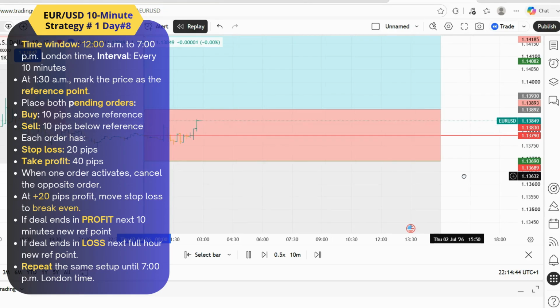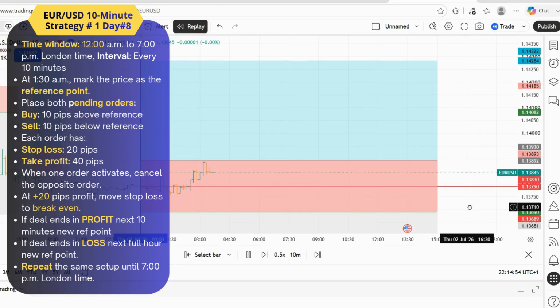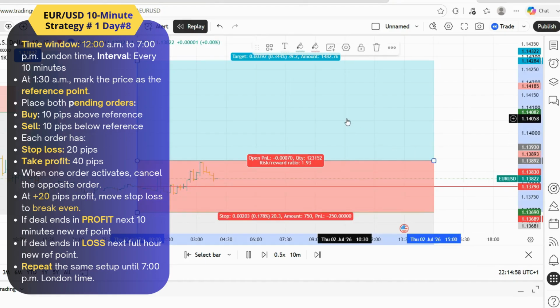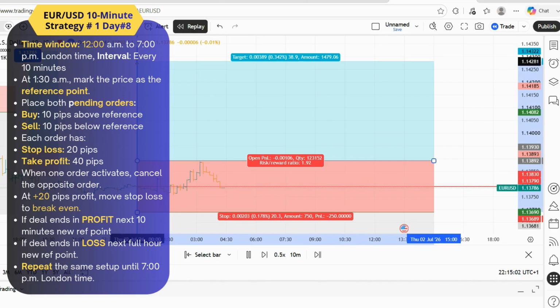For several hours, neither side produces a decisive breakout. The market continues moving around the reference area while both pending orders remain ready. Then, at approximately 7 a.m., bullish momentum begins to develop. Price pushes upward and activates the long order. The market has selected the bullish direction.